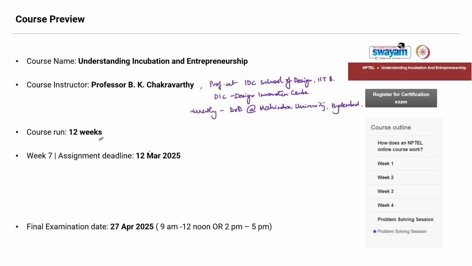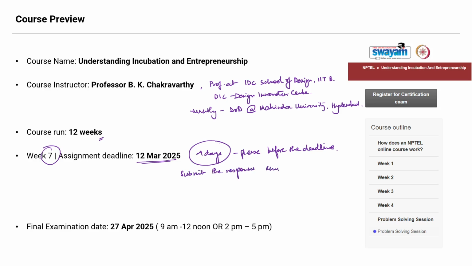The course is 12 weeks in duration and the assignment deadline for week 7 is 12th of March. So you still have 4 days left. If you have not submitted the assignment, please submit it before the deadline. Another interesting aspect about these deadlines is that you can submit the responses any number of times, right? So it can be submitted any number of times till the deadline is over.